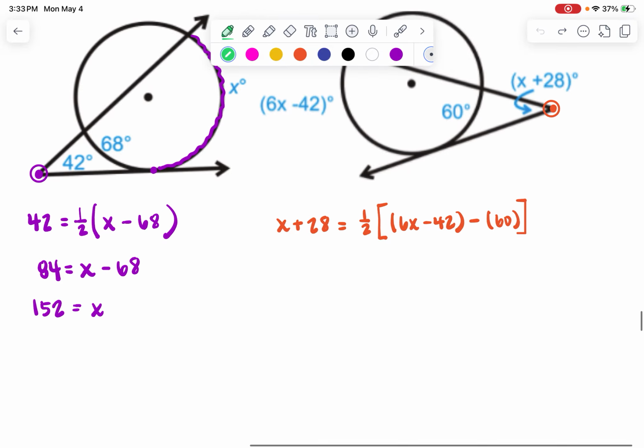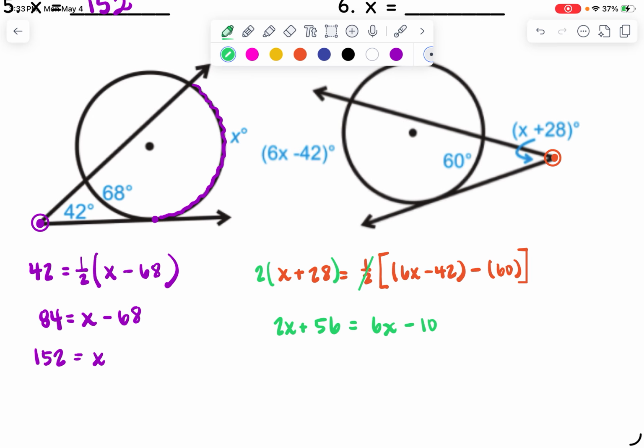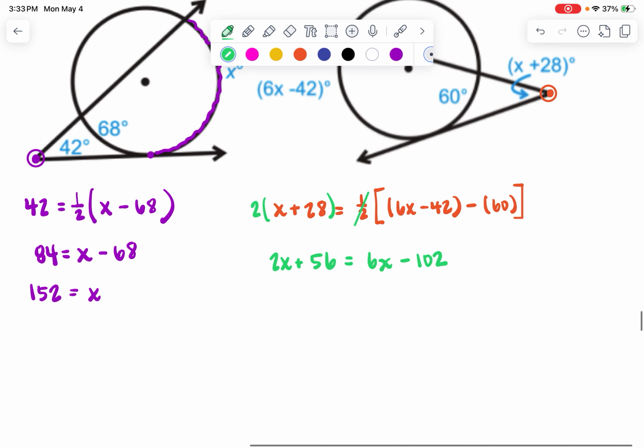So this is our algebra equation that we're solving. Again, I'm going to go ahead and multiply by 2 on both sides to get rid of the fraction. You do not have to do it that way if you don't want to. But I'm going to go ahead and do that to give me 2x plus 56, and then I don't have any fractions anymore. And on the other side, I'm just going to be left with 6x minus 42 minus 60, so that's just minus 102. And that looks much nicer. If you want to just distribute the 1/2, you can, because everybody's an even number. You'll get the same answer, so that's fine too.